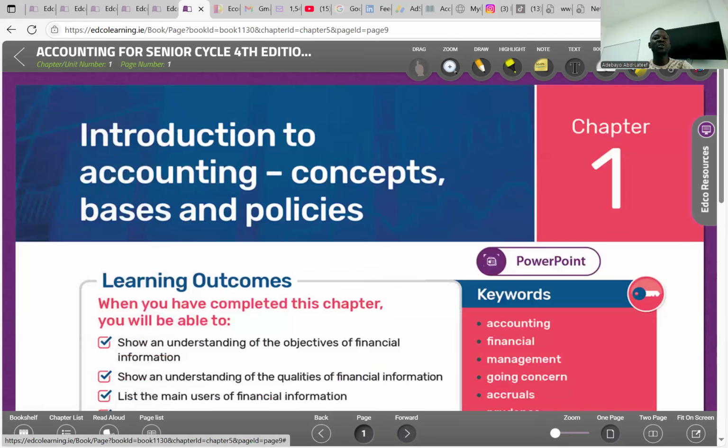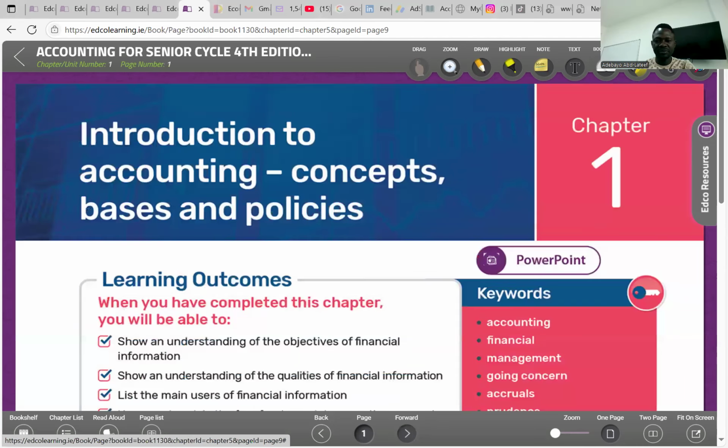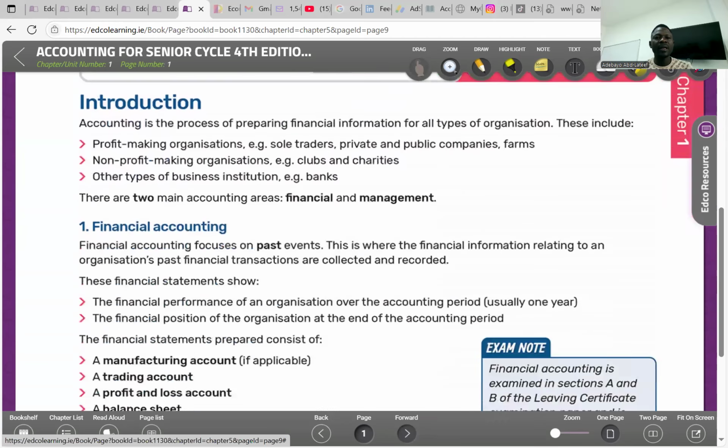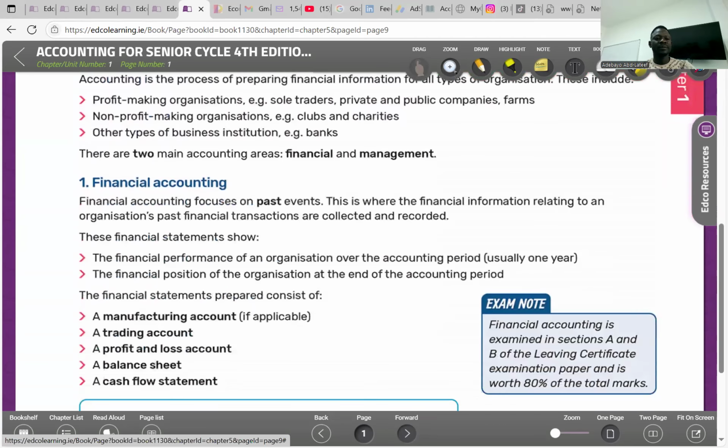So starting with introduction to accounting, we have the concept, the basis, and the policies. The introduction. Accounting is the process of preparing financial information for all types of organizations. This includes profit-making organizations, non-profit-making organizations, and other types of business institutions like banks. So accounting is all about preparing financial information.